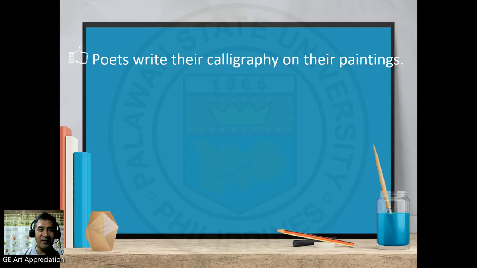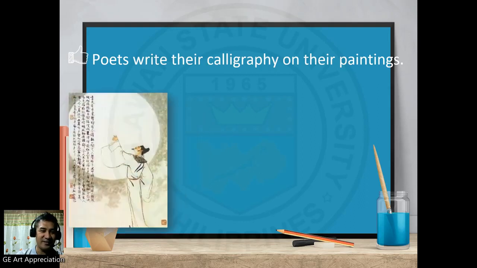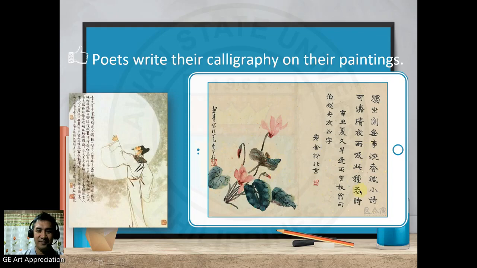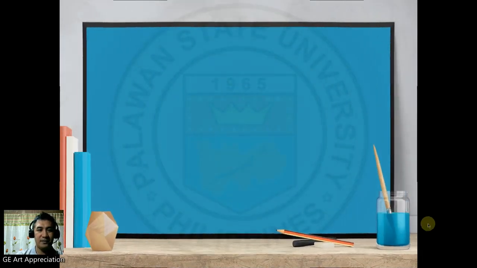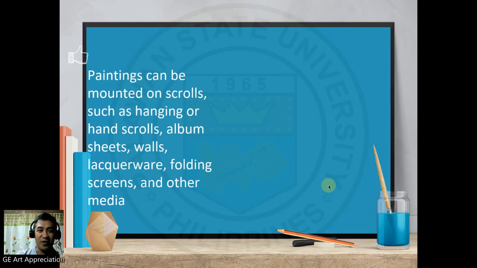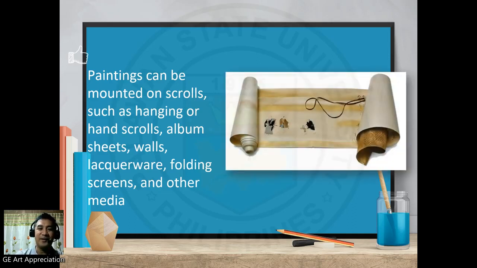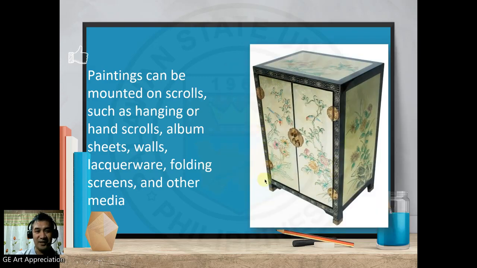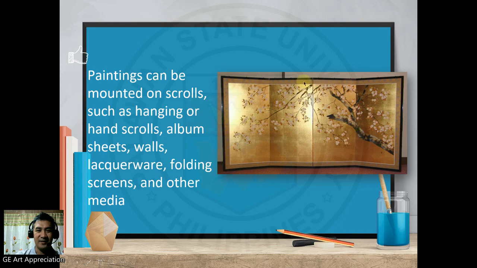Okay. Poets write their calligraphy on their paintings. Okay, so those are the calligraphy. Paintings can be mounted on scrolls, such as hanging or hand scrolls, album sheets, walls, lacquerware, folding screens, and other media. So, doon makikita usually yung mga calligraphy na sinusulat ng mga poets. Okay, so these are the examples: yung mga hand scrolls, album sheets, lacquerware. So ito yung hanging or hand scrolls.